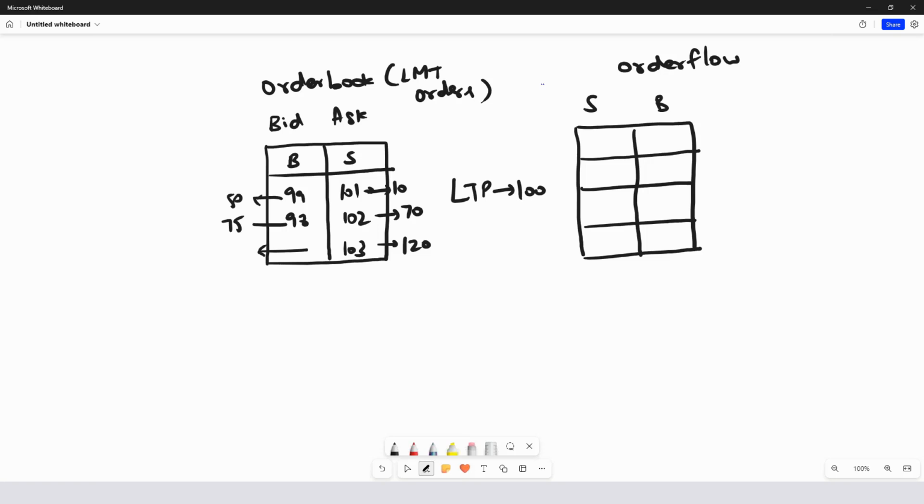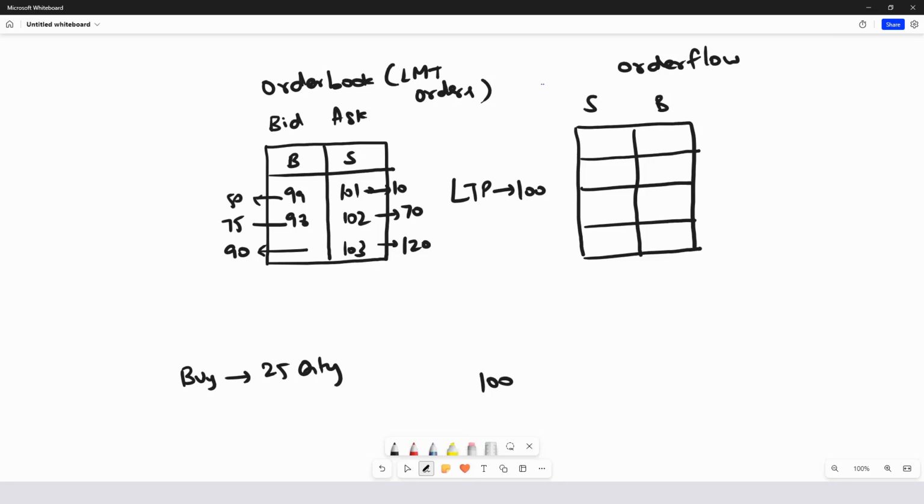Then we have 90 quantities. So these are nothing but what? Buy limit orders and sell limit orders. Basically, these are limit orders. Let's say the price is at 100. So I'm a buyer. I want to buy, let's say, 25 quantities.